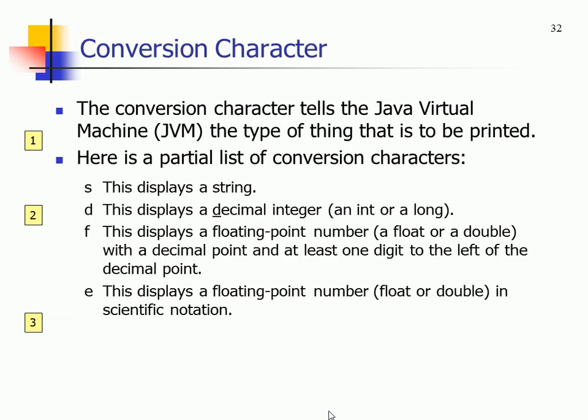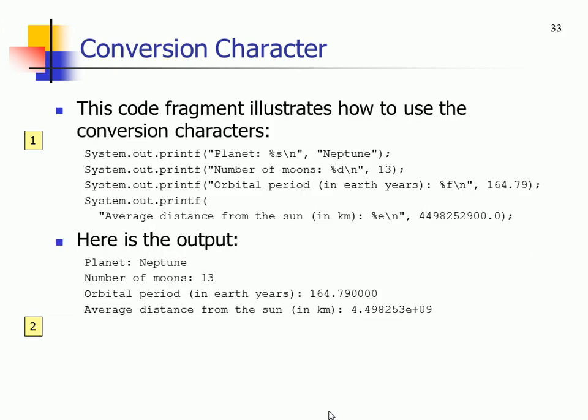Alright, easy enough. Okay, here's an example. This is going to output the word planet. Then it's going to have a space. Then it's going to output a string. And Neptune is going to be output right there. Okay, just like it is here.